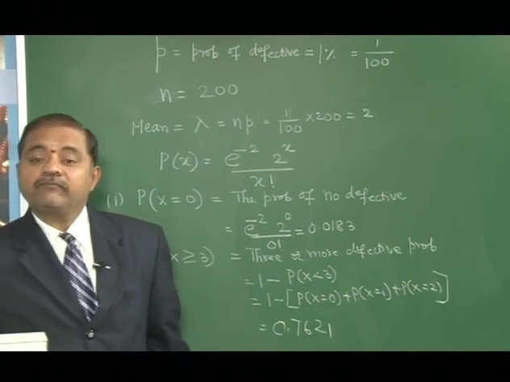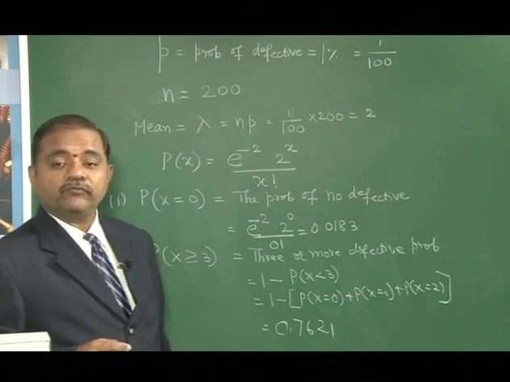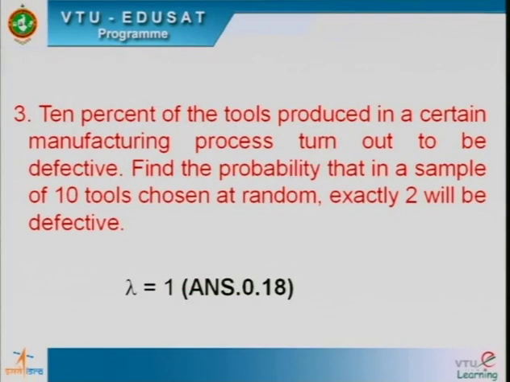One more example on the board itself I will show you. See the problem: 10% of the tools produced in a certain manufacturing process turn out to be defective. 10%, okay, 10% are defective. Find the probability that in a sample of 10 tools chosen at random, exactly 2 will be defective.